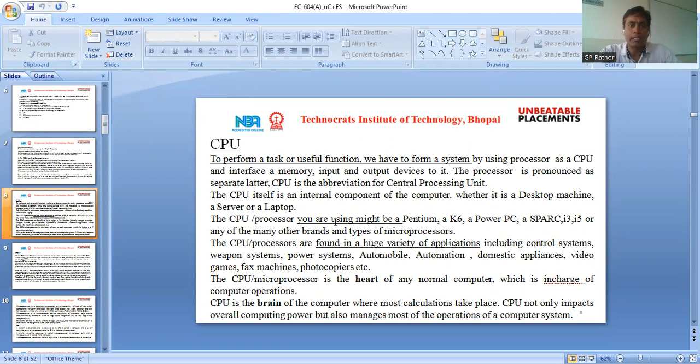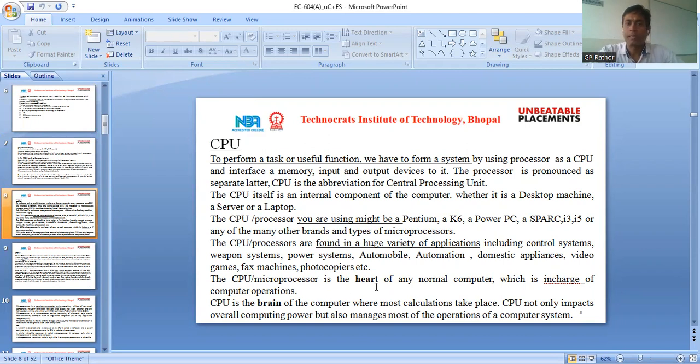The processor is pronounced as separate letters. CPU is the abbreviation for central processing unit. CPU itself is an internal component of the computer, whether it is a desktop machine, server, or a laptop. The CPU processor you are using might be a Pentium, K6, PowerPC, SPARC, i3, i5, or any of the many other brands and types of microprocessor. CPU processors are found in a huge variety of applications, including control system, defense system, power system.